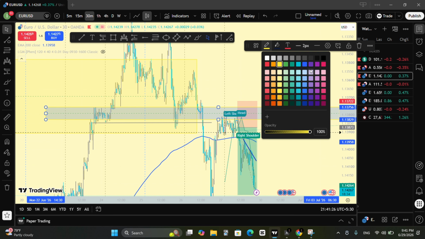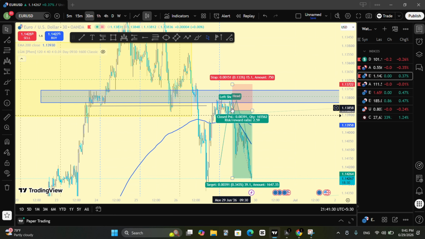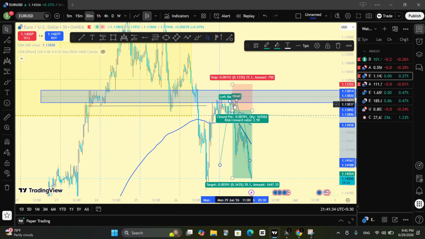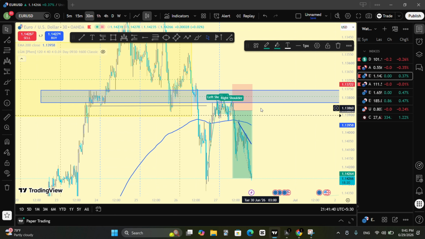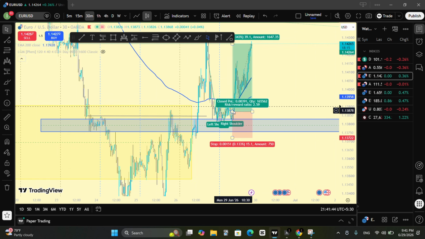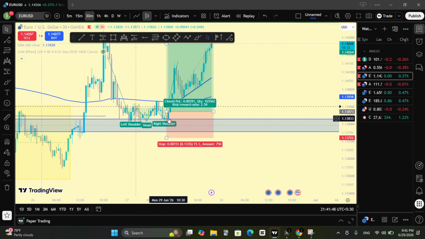And so as you can see, we have an inverted head and shoulder right here, and I entered this trade right after the doji candle formed, and so it created a nice morning star formation, so that confirmed my trade.